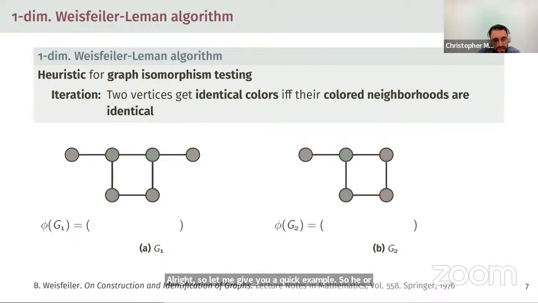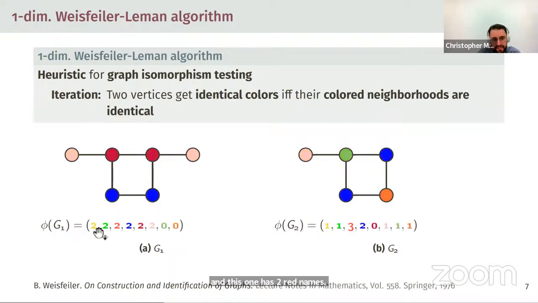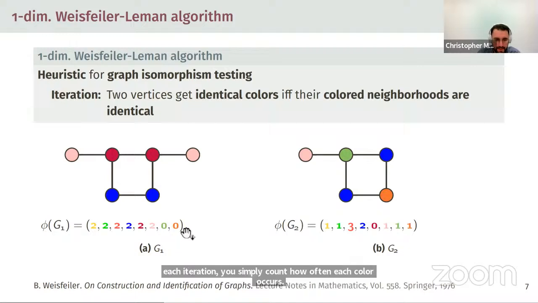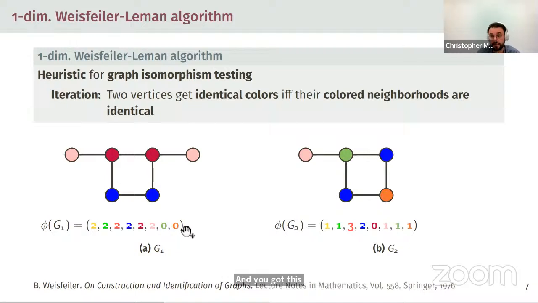All right, so let me give you a quick example. So here you see two graphs, G1 and G2. And initially, all nodes have the same color, namely gray. And then in the next iteration, this changes. For example, this one gets green and this one gets green as well, simply because this one has three gray neighbors as well as this one. And then in the next iteration, this changes. For example, this one gets purple and this one gets, let's say, olive green. And this is simply because this one has one red neighbor and this one has two red neighbors, right? And then after each iteration, you simply count how often each color occurs. And you get this color count feature vector for each graph. And if at some point these vectors are not equal, you know that the graphs are non-isomorphic, right? So here you know that the graphs are obviously non-isomorphic.